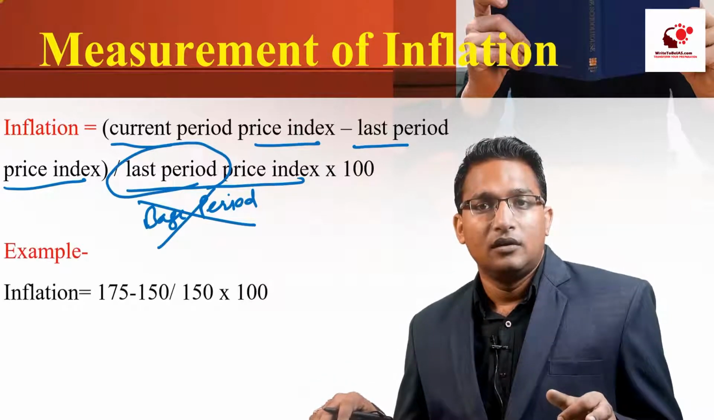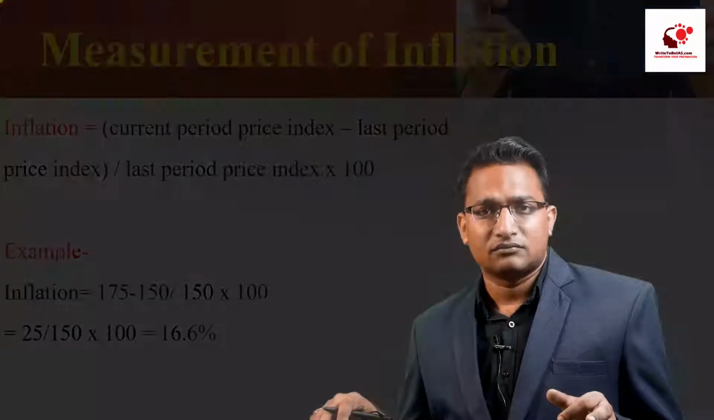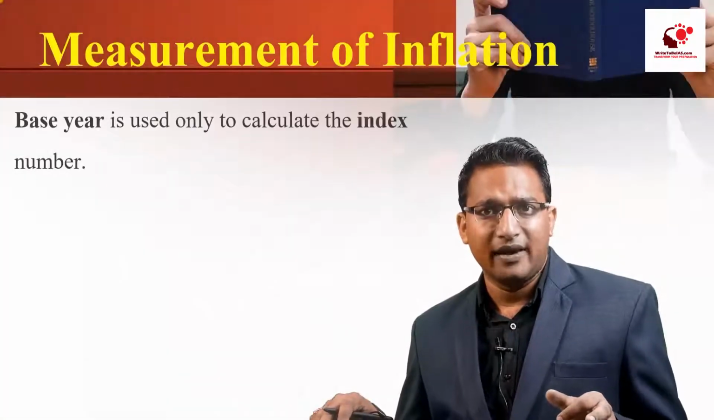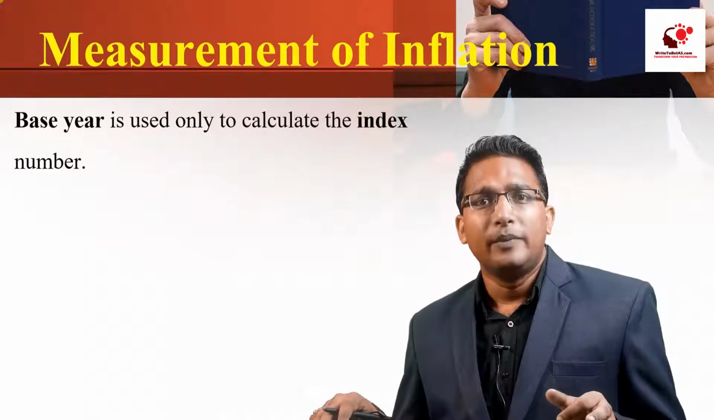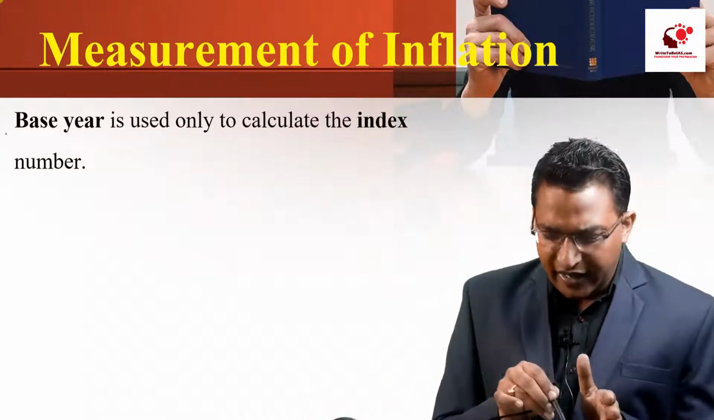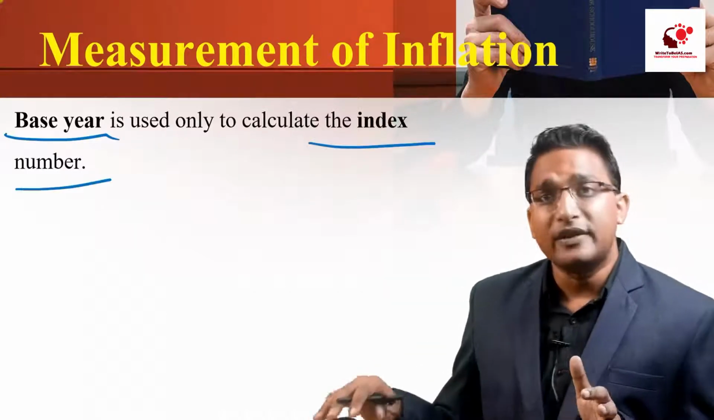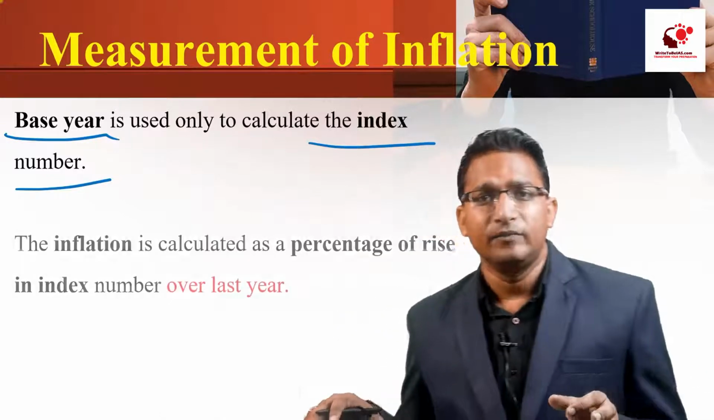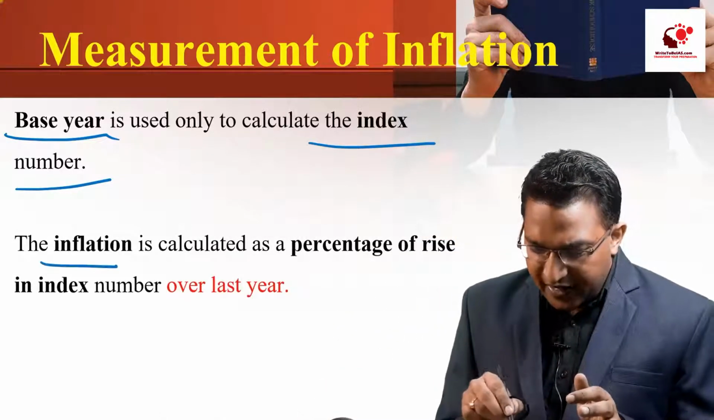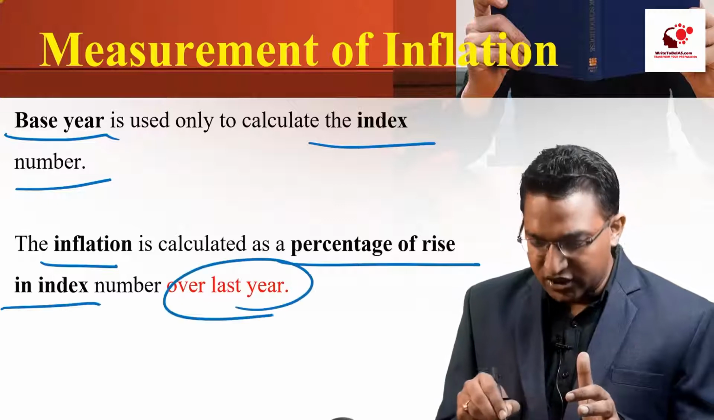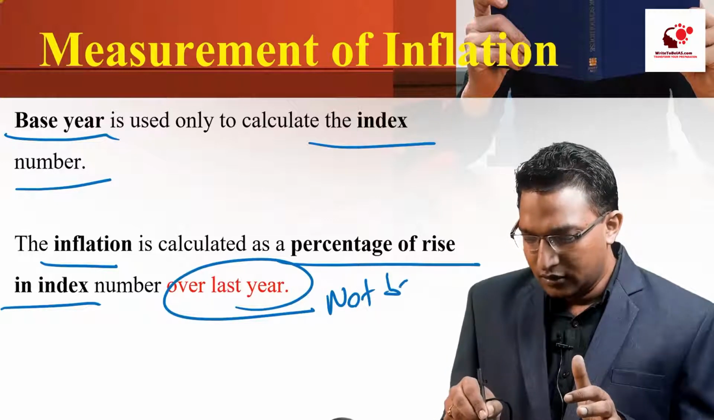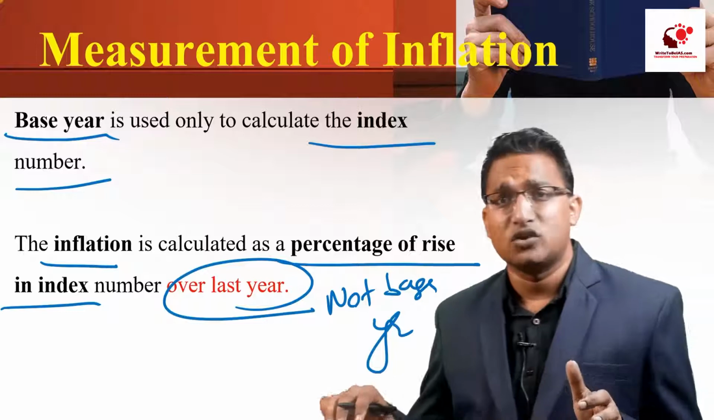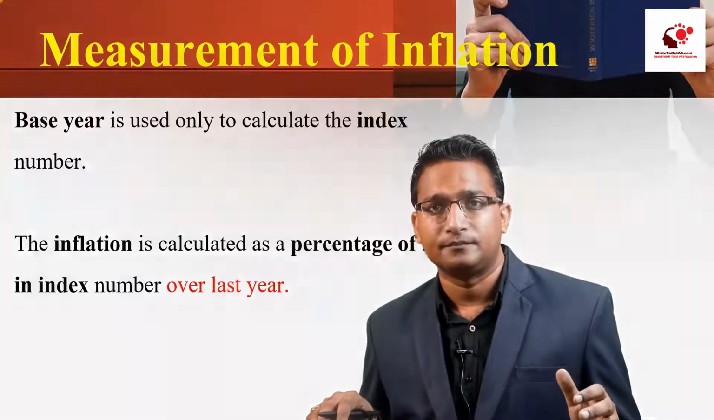Example. I think you can understand from the example that I have already given. So the base year is used only to calculate the index number, and inflation is calculated as a percentage of rise over the last year, not over the base year. I think this concept is very much clear to you now.